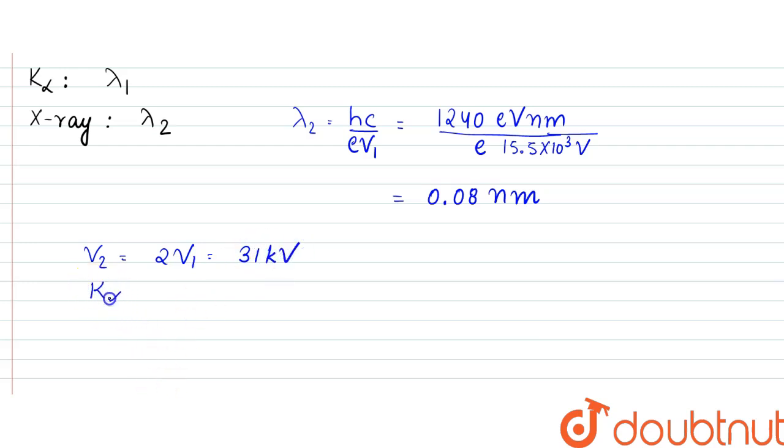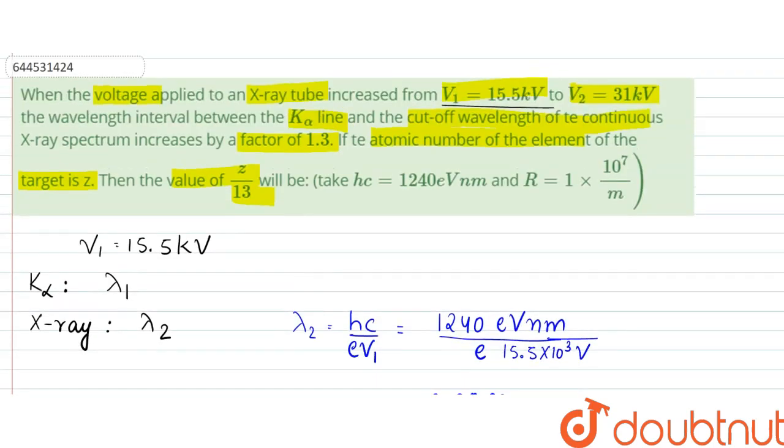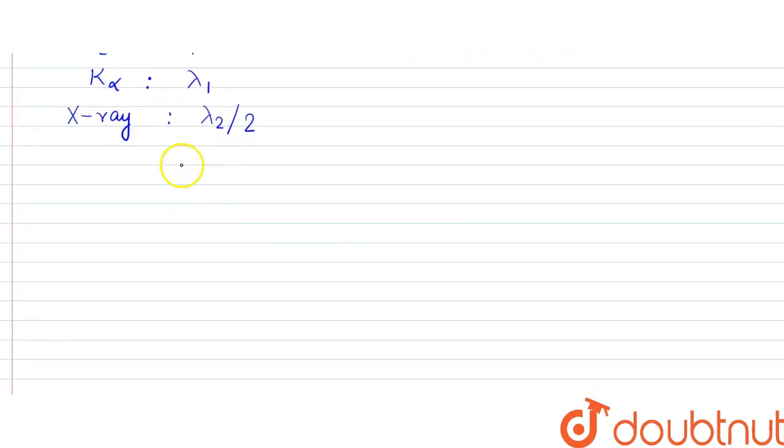There is no effect on the K alpha line, since its wavelength is due to the material itself. This is a material property. Whereas for the X-ray, lambda 2 gets halved, so it would be lambda 2 by 2. So the difference between them has increased by a factor of 1.3.